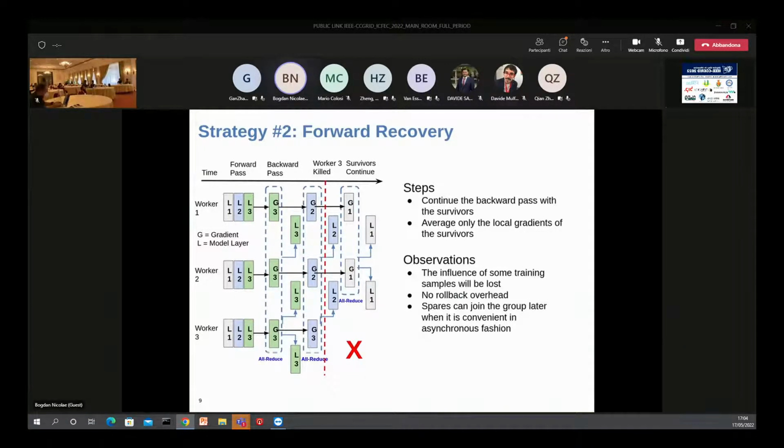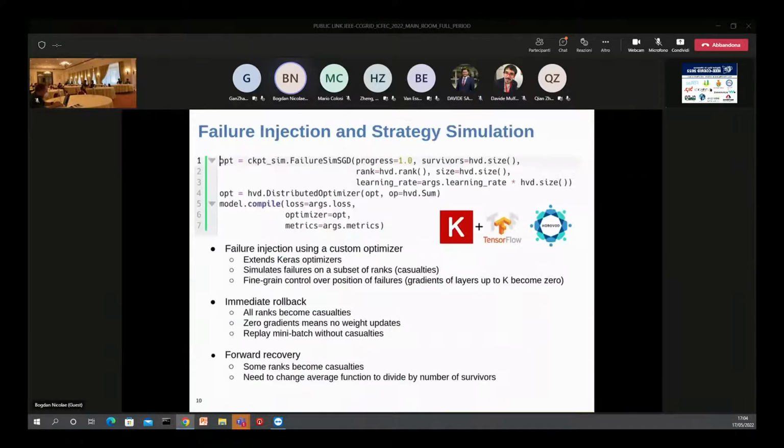The question is, how will this impact accuracy? To study the trade-off between accuracy and performance, we provided a failure injection and simulation framework for these two strategies. We built this on top of Keras and TensorFlow, with Horovod as the library that enabled us to do data parallel training.